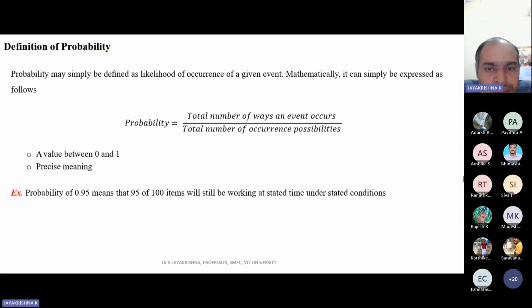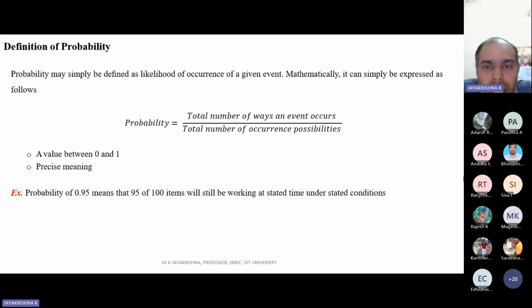Are you able to understand? 20 times you're tossing a coin and all the 20 times you're getting heads only. So what is the probability now? 100%, sir. 100 percentage. So in probability, we call that the probability is 1. 1 means 100 percentage.